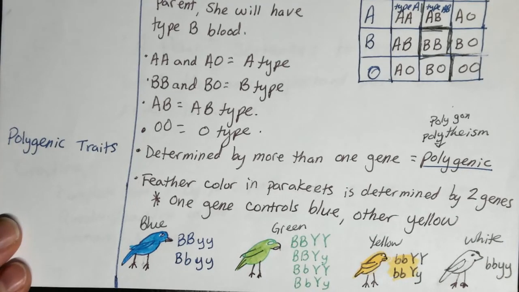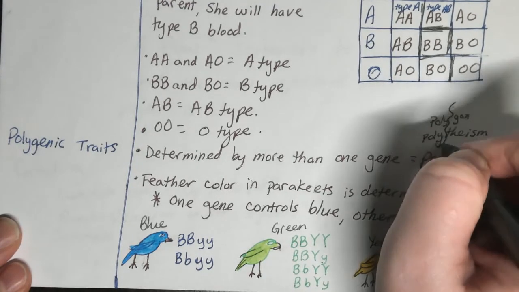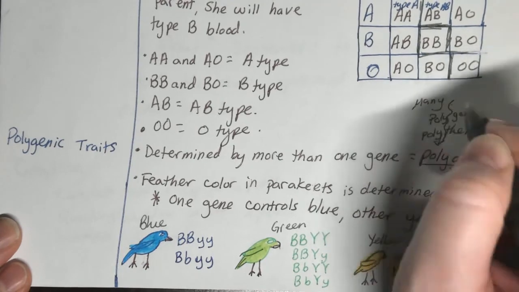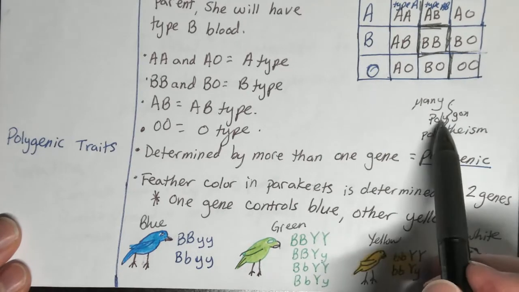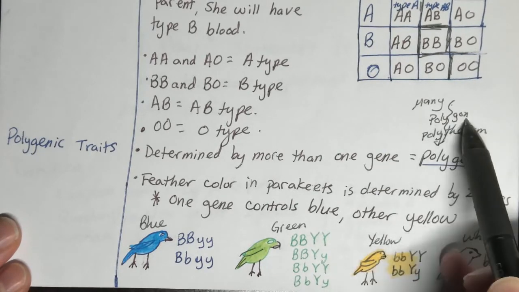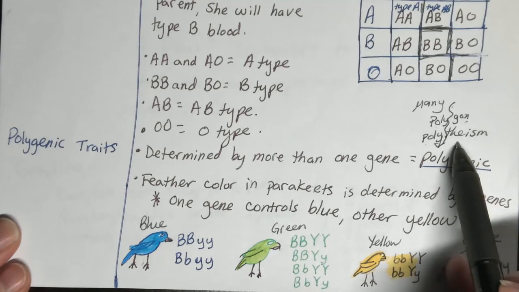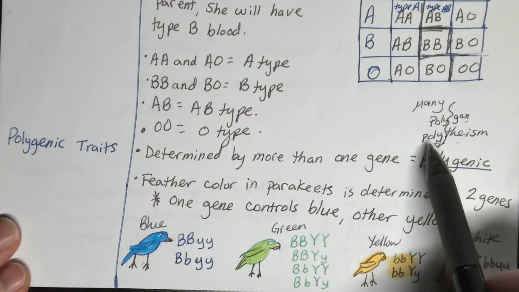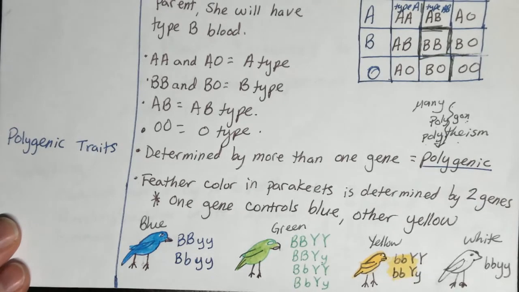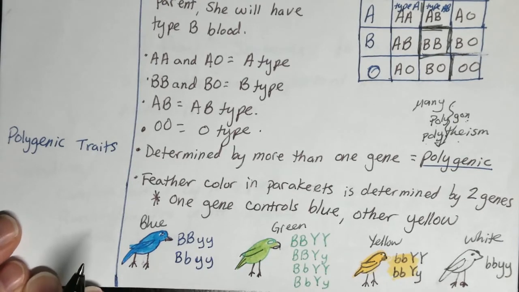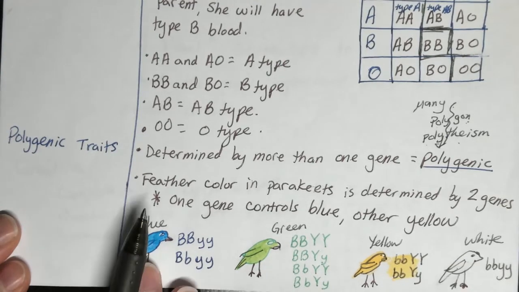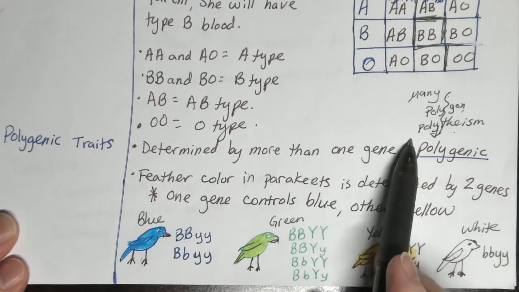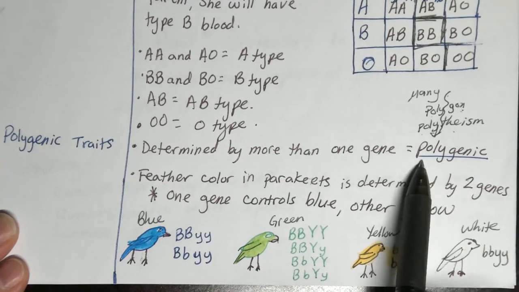So poly means many. If you see poly before a word, it means many. So polygon has many sides. Polytheism would be like believing in many gods and goddesses, like those ancient religions, Greek and Roman religions and ancient Egyptian and all that good stuff. So that would be polytheism. But poly means many. Polygenic means many genes.